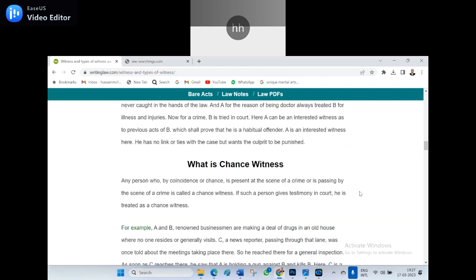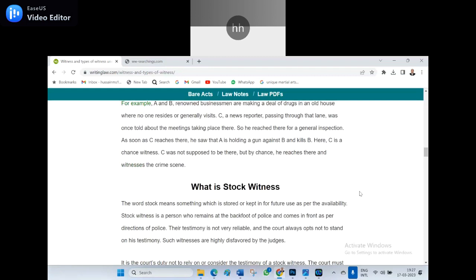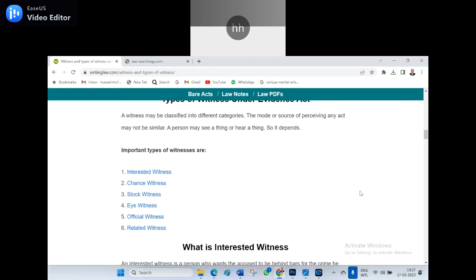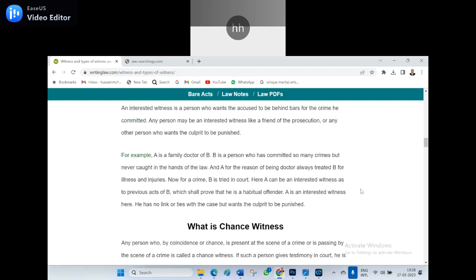So there is a possibility that they may ask which one is the odd man out. They will give the witnesses here: interested witnesses, chance witnesses, stock witnesses, eyewitnesses, official witnesses, related witnesses, and I write passerby witness. The law will take into consideration a passerby witness if the murder has taken place in the street. But it is not a type of witness. Is it clear?